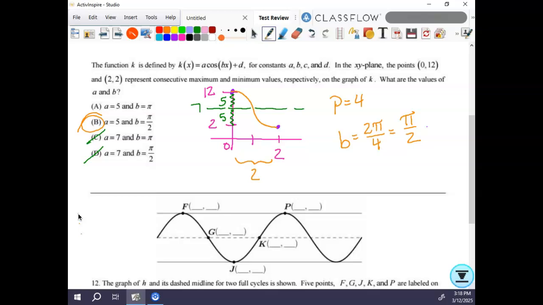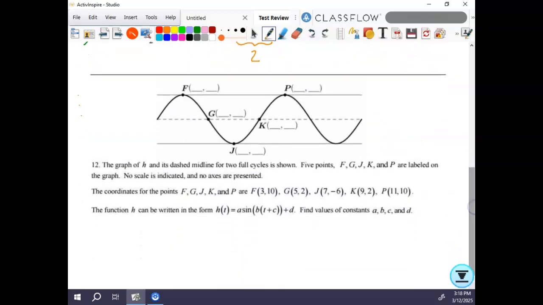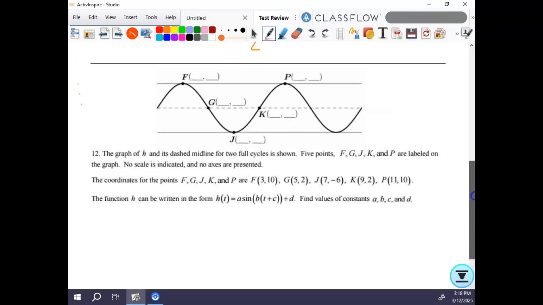All right, let's put some more points on this curve. If nothing else, I'm going to make y'all experts at this so we're not doing weird things. Graph of H and its dashed midline, and so on. Coordinates for the points. We're going to find A, B, C, and D. Actually, we just have to find A, B, C, and D.